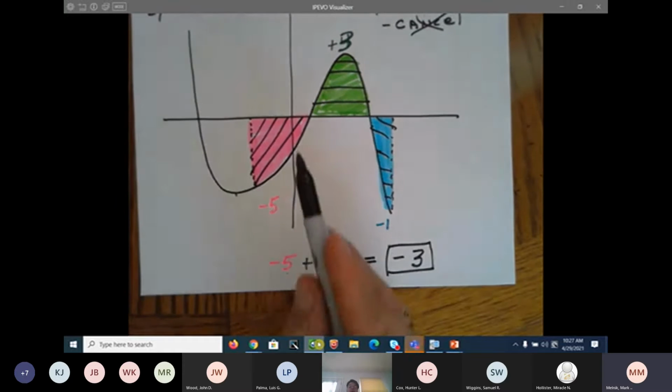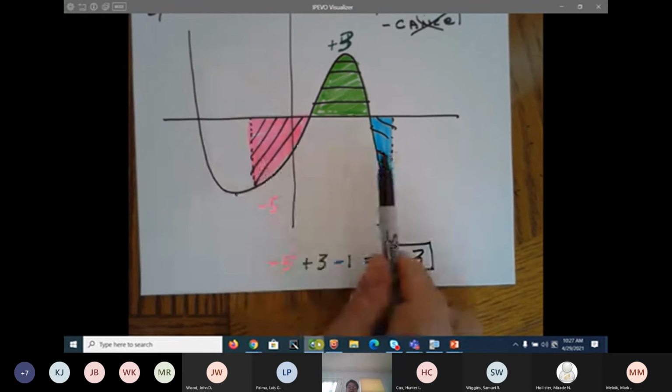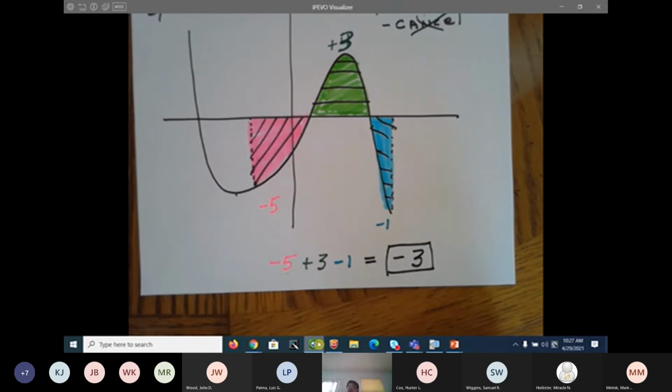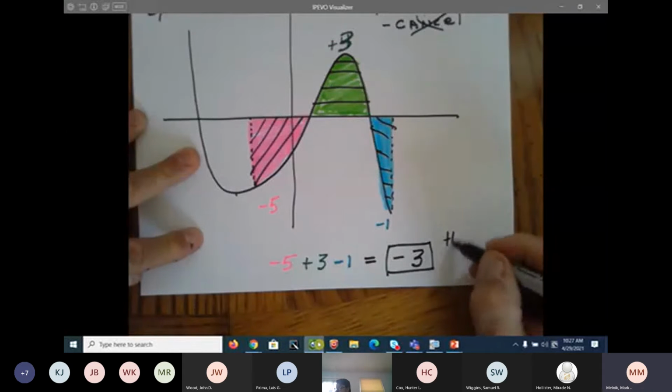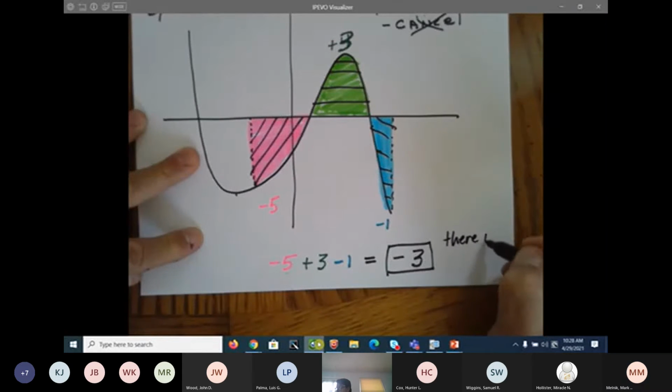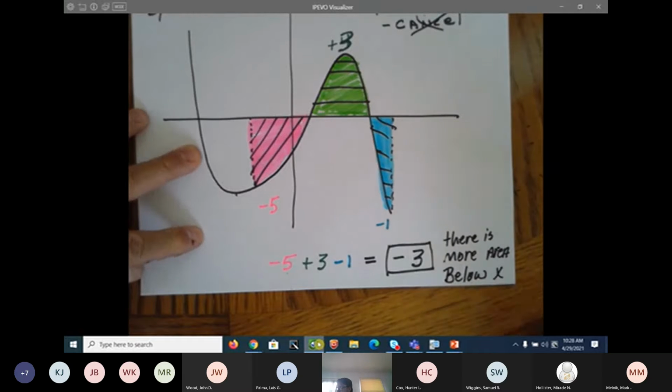So is there more area below the x-axis or above the x-axis? Well, the answer came out to be negative, so there is more area below the x-axis.